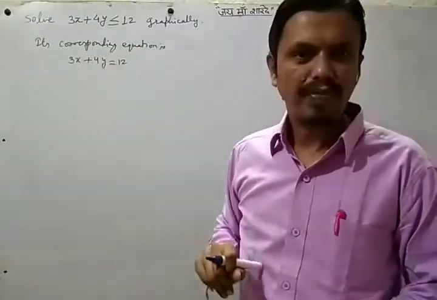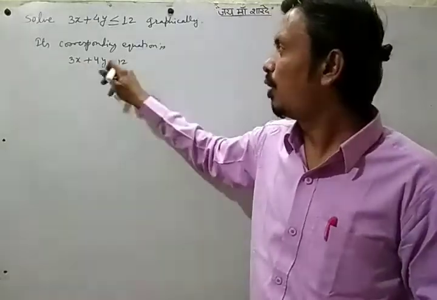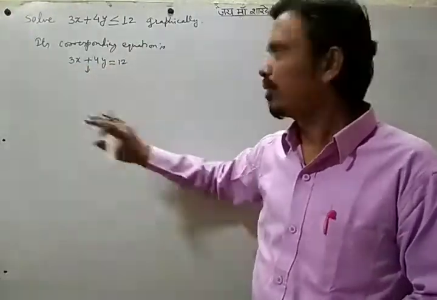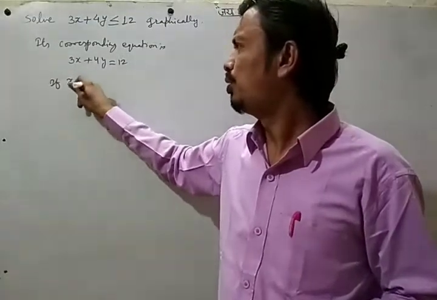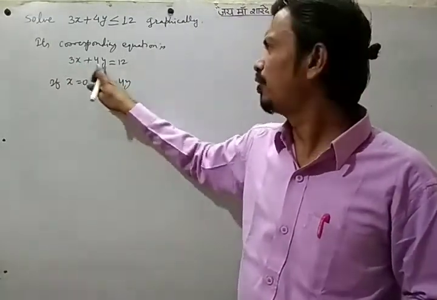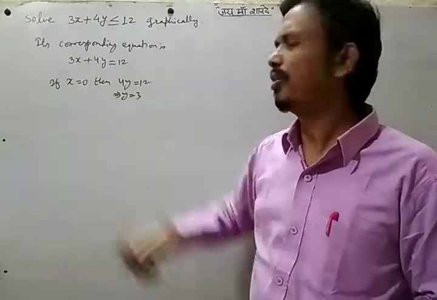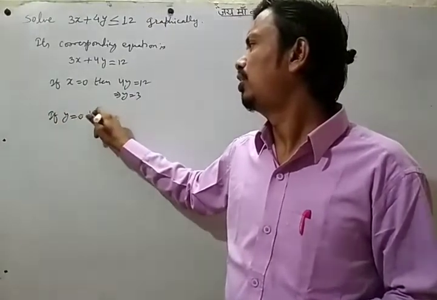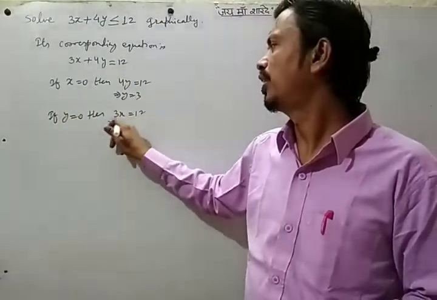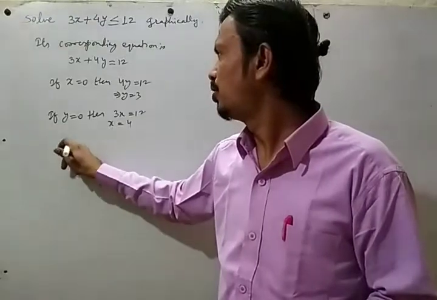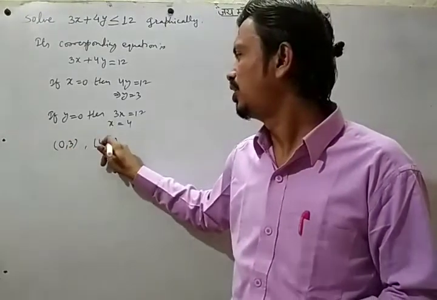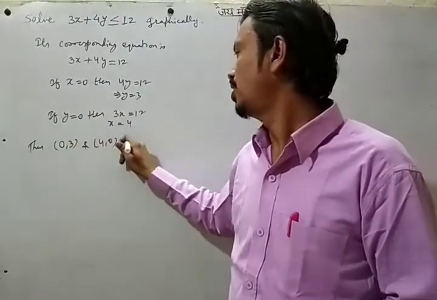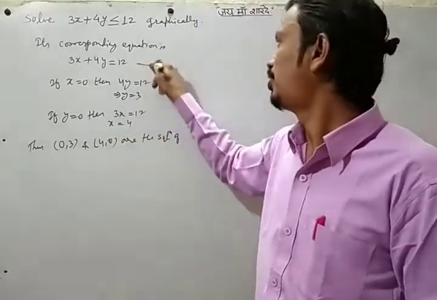Now can we draw its graph? You have seen this in class 10th and 9th: how to find solutions and how to draw the graph. Just put some values of x or y to get the solutions of this equation. One simple way: if you put x = 0, then 4y = 12, so y = 3. So x = 0, y = 3 is a solution of this equation. If y = 0, then 3x = 12, so x = 4. It means (0, 3) and (4, 0) are solutions of equation 1.